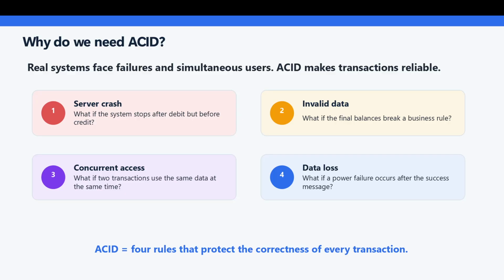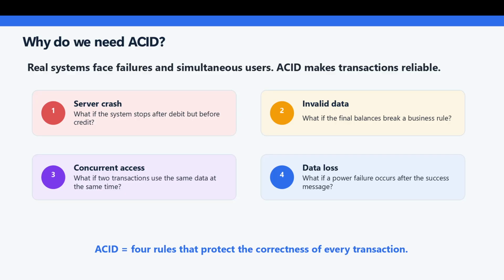Similarly, what will happen if a transaction produces invalid data? For instance, suppose a business rule says that the account balance should not become negative, but a transaction violates that rule. Another important issue is simultaneous access. In real systems, many users may access the same database at the same time. One user may transfer money, while another user may check the account balance or make another payment. So the database must handle all these simultaneous operations correctly, right?